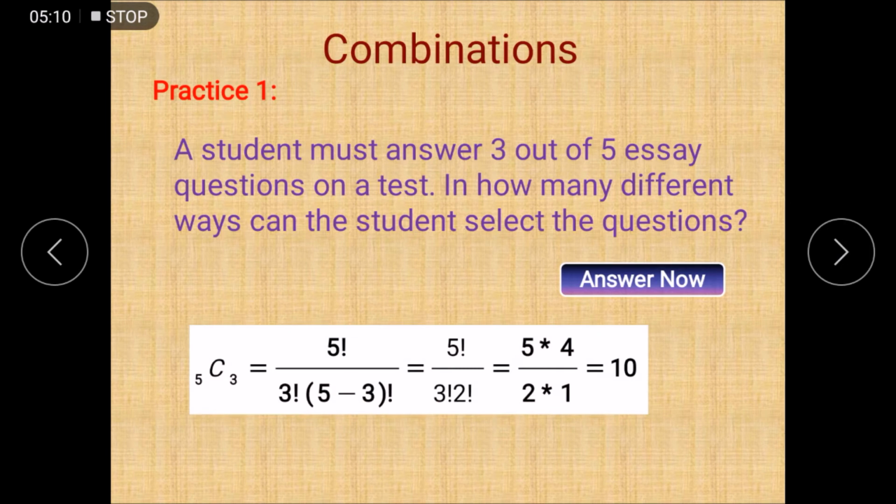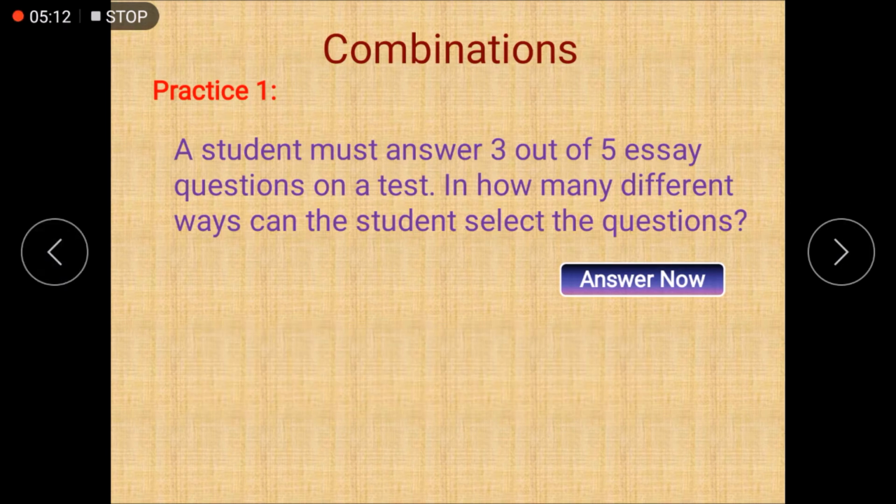The student must answer 3 questions out of 5 essay questions in a test. The student may choose questions 1, 2, 3, or they may choose questions 2, 3, 4, or questions 3, 4, 5. Or they may choose question 3 first, then question 2, then question 1. But 3 2 1 or 1 2 3 is still the same selection, right? Because the order doesn't matter as long as they answer 3 questions. So those who answer 1, 2, 3 and those who answer 3, 2, 1 are the same.